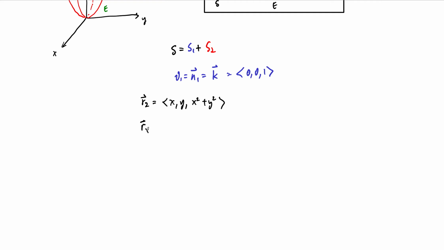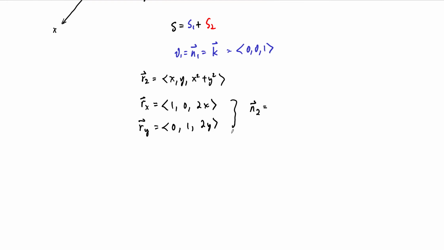So I'm just going to call this r sub x, even though it's just for r2, right? But this is 1, 0, 2x, and then r sub y is going to be 0, 1, 2y. And when we cross these, we'll get our n2, maybe, right? Maybe.